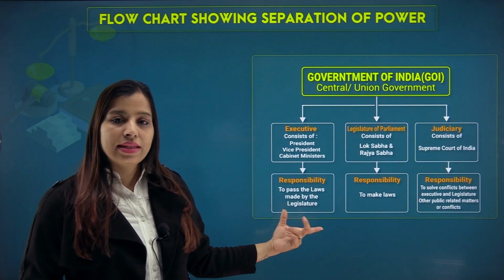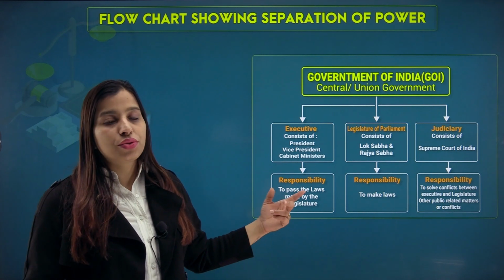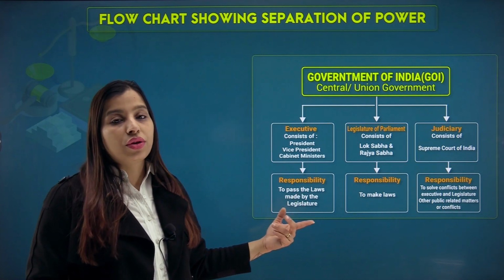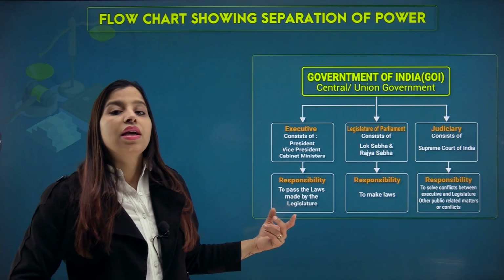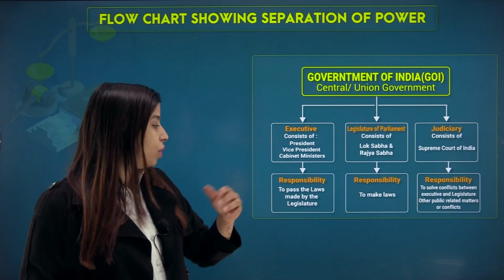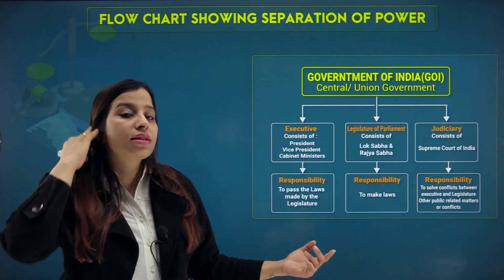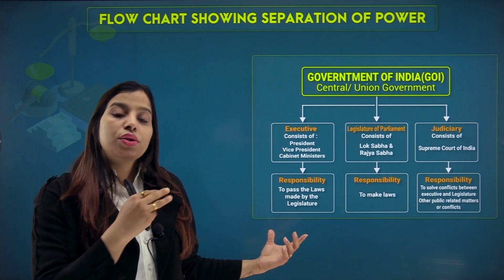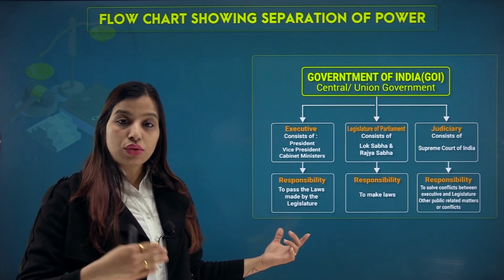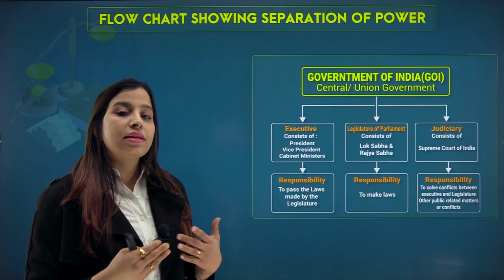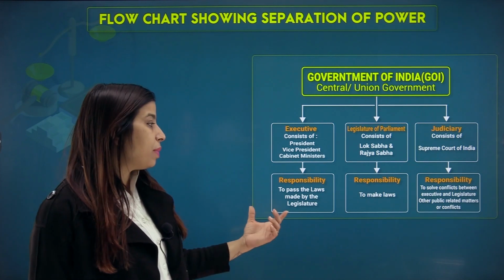The responsibility of the executive is to pass the laws made by the legislature. The legislature sits in the legislative assembly, they discuss several issues, and whenever they come unanimously to any decision, a law is made. Now, what happens once a law is made? It is the duty of the executive to critically go through it, and if they think that it is in the welfare of the citizens, they will pass it.